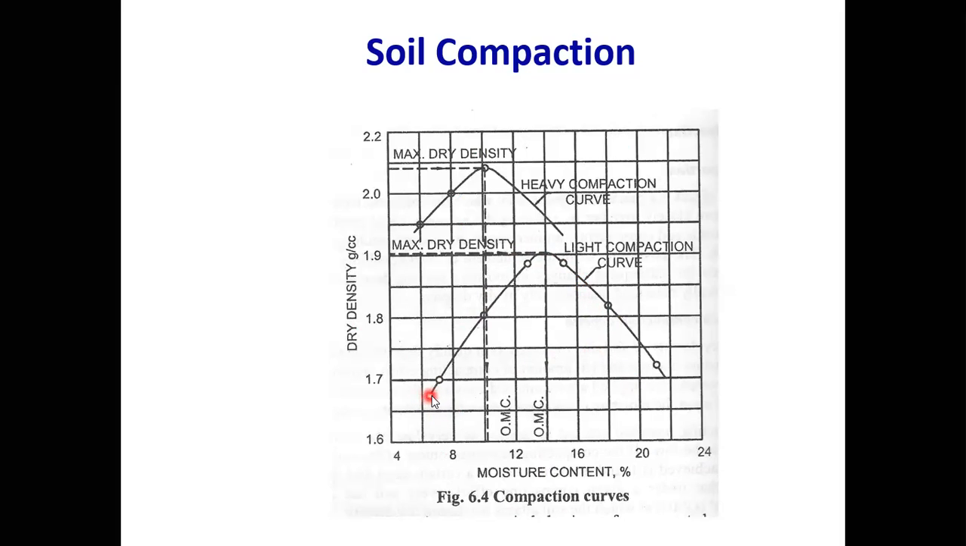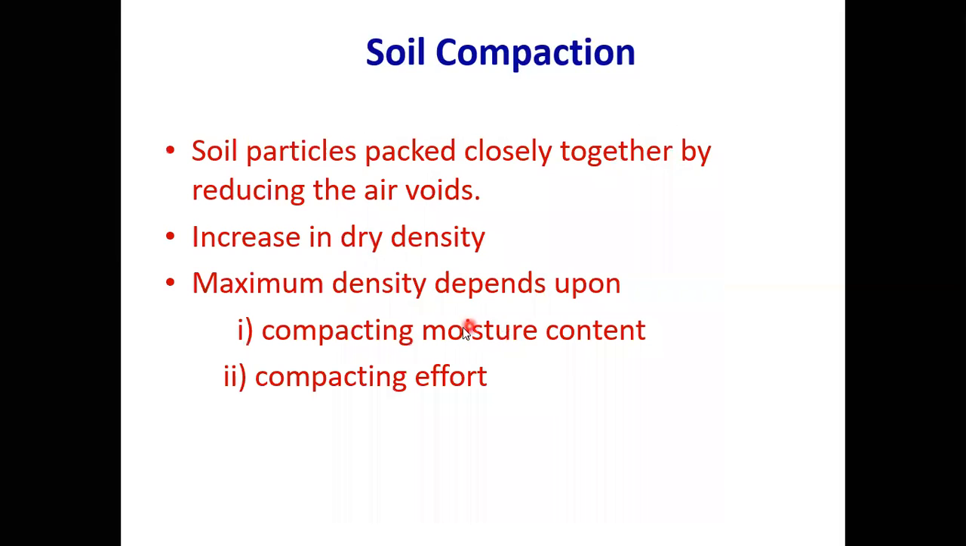As your moisture content keeps on increasing, your dry density also keeps on increasing. After some particular point, more addition of water will reduce the density. That is what I was telling. So it keeps on reducing, which means somewhere you are going to get the peak point. That particular amount of water gives you the maximum dry density. Whatever density you get there is called the maximum dry density, and that water content is called OMC, the optimum moisture content.